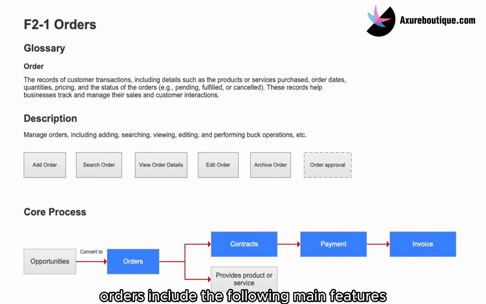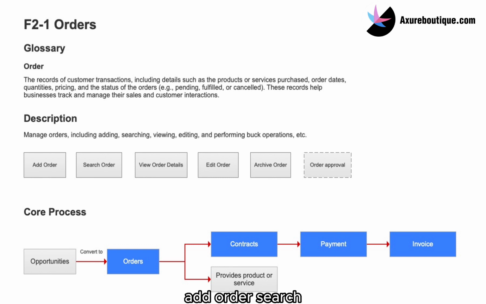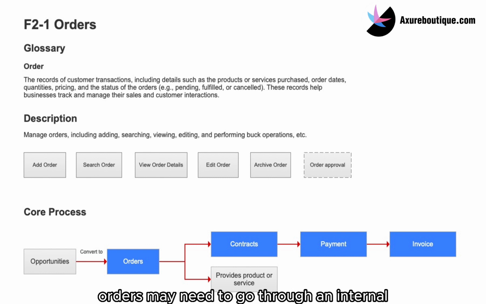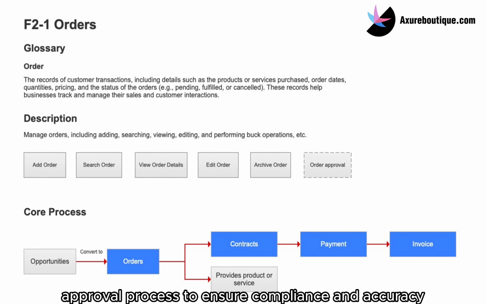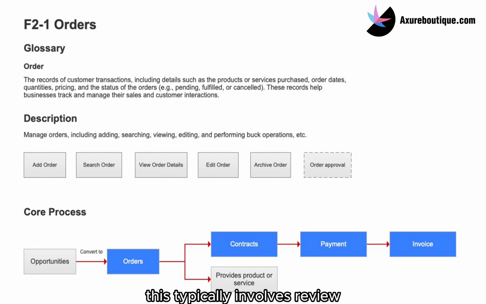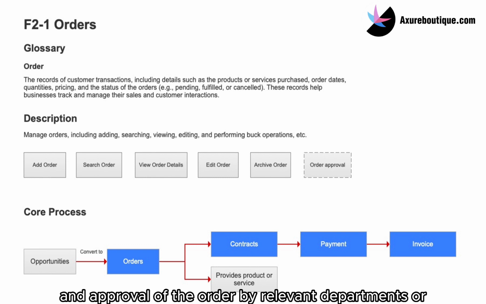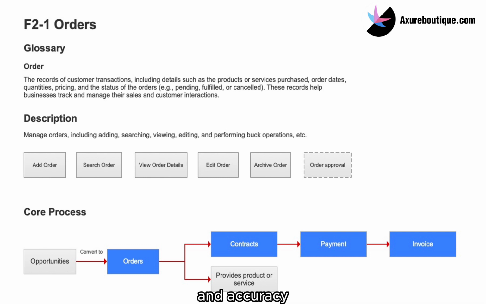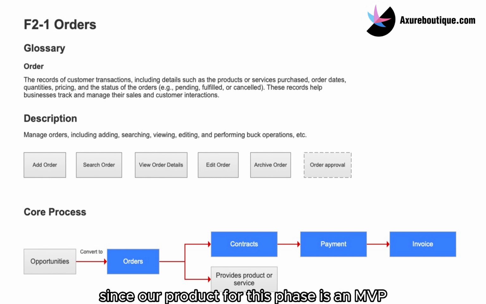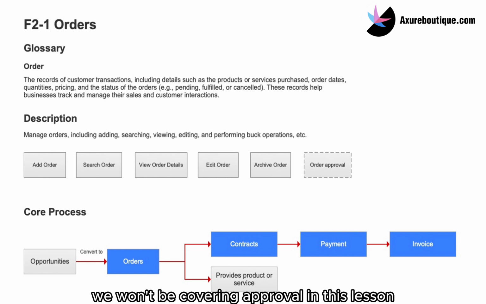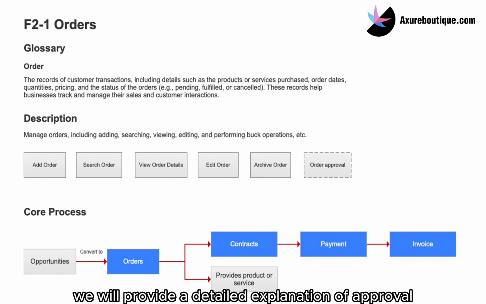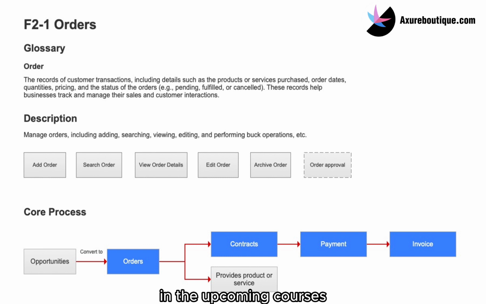You can see that orders include the following main features: add order, search order, view order details, edit order, archive order, and order approval. Order approval refers to the process of approving an order. In a business setting, orders may need to go through an internal approval process to ensure compliance and accuracy. This typically involves review and approval of the order by relevant departments or management to ensure its legality and accuracy. Since our product for this phase is an MVP, we won't be covering approval in this lesson. We will provide a detailed explanation of approval in the upcoming courses.